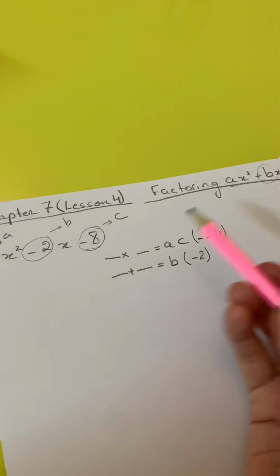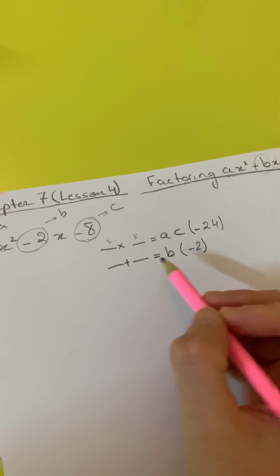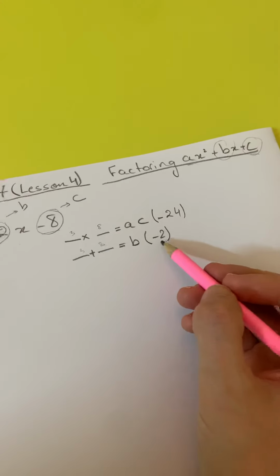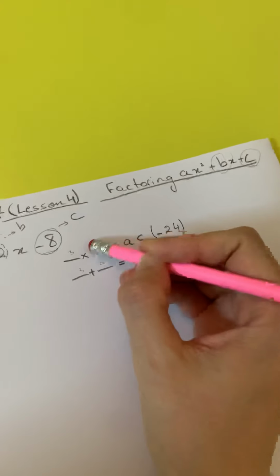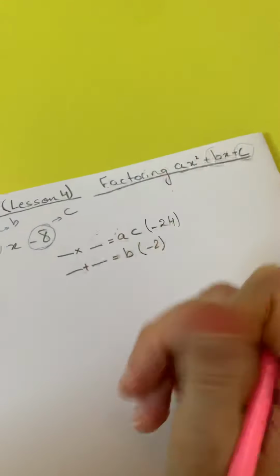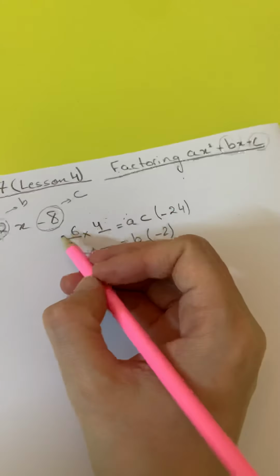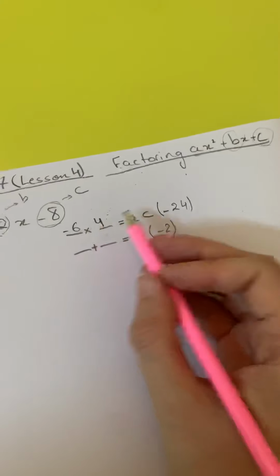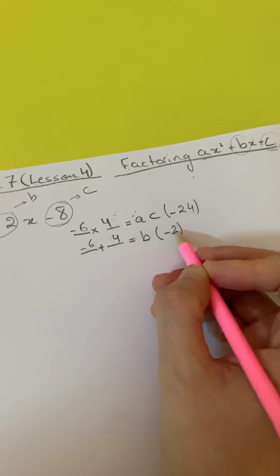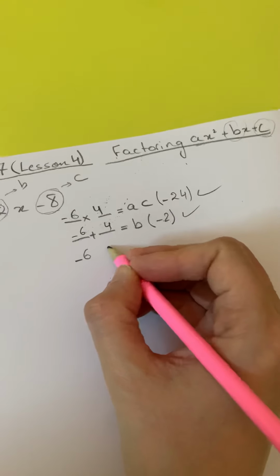So let's think about numbers. If you thought about, for example, 3 and 8, if you add them or subtract, you will never get -2. So 3 and 8 is wrong. Let's think about 6 and 4. I need them to be negative, so I put a negative for 6. -6 times 4, let's see if it works here. -6 plus 4 is -2. So the numbers I'm looking for are -6 and 4.